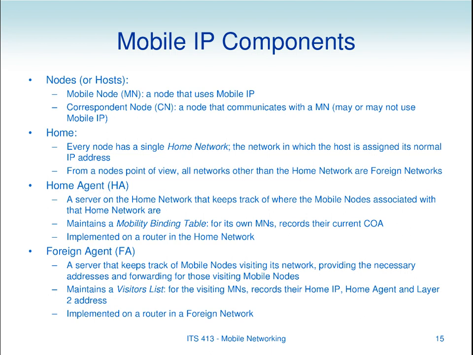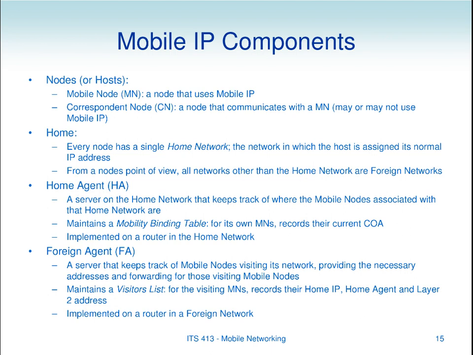Every node has a home network. One home network. From the perspective of that node, all other networks are foreign networks. I have one home, everyone else is foreign. The networks that support mobile IP have home agents. Usually they're on routers, so usually the router is a home agent. It doesn't have to be, but in most cases. It's some server software that keeps track of where the mobile nodes are. We'll see that there's some data structure or some table that lists which of my mobile nodes are visiting which foreign networks. It's a mobility binding table. We'll see that later.